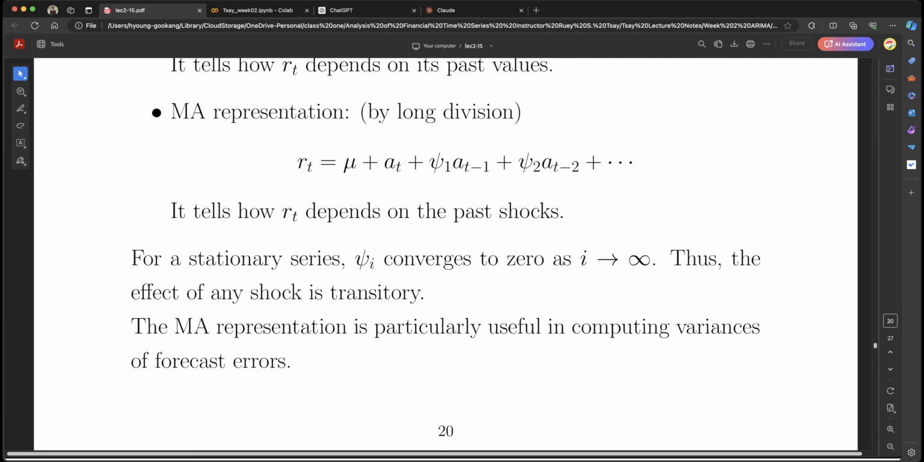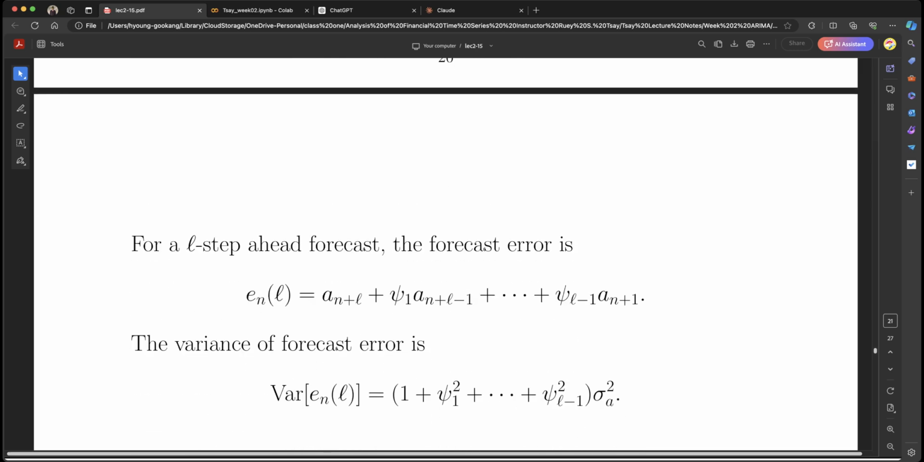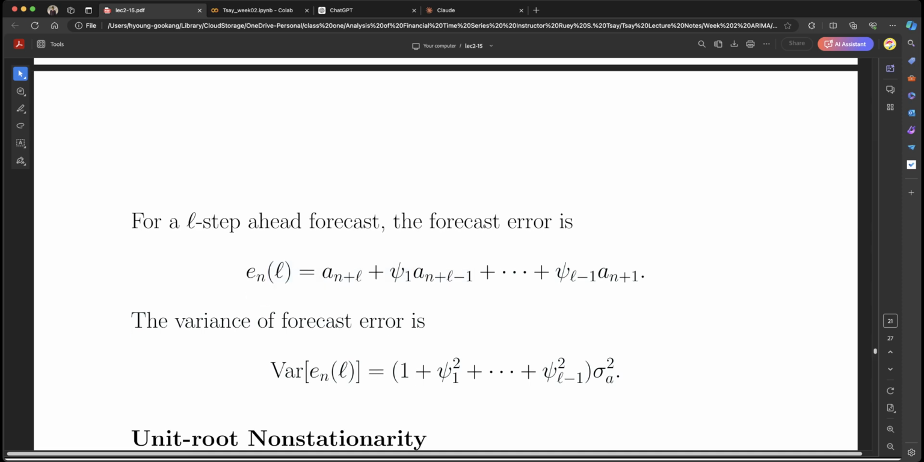The MA representation is particularly useful in computing the variance of the forecast error. Okay. For the l-step-ahead forecast, the forecast error would be something like this with the MA representation. Then the variance of the forecast error is simply this one.